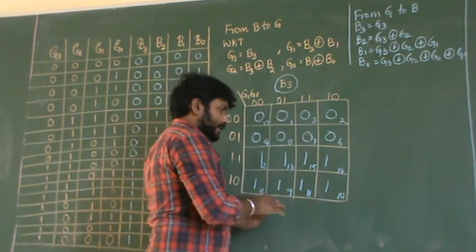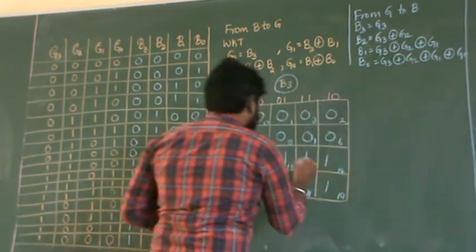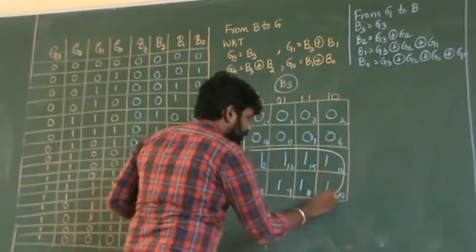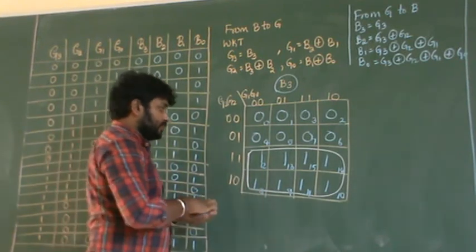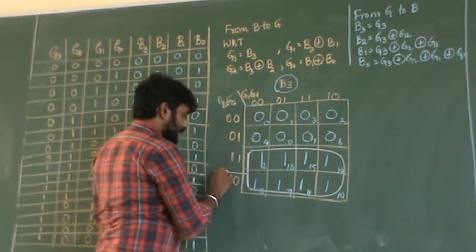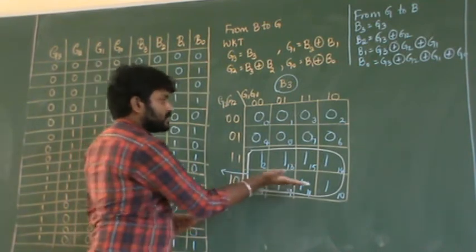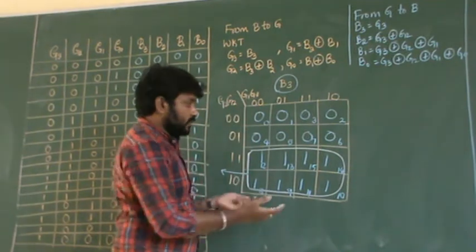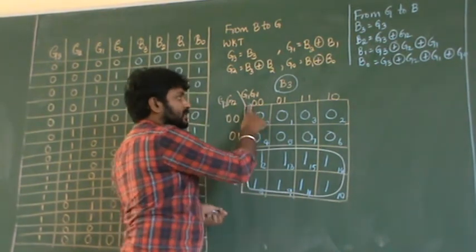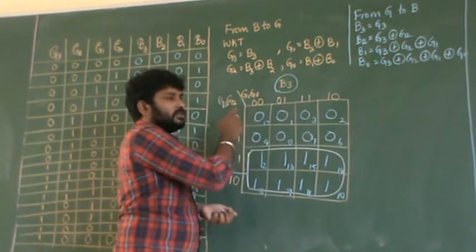So this is an octet. Okay, an octet is possible here, so therefore I am going for an octet. And what is the expression that I will be getting for this particular group? The expression will be, all these variables, that is G1 and G0, get cancelled because it is growing vertically, it is touching all the variables, so therefore G1 and G0 get cancelled.